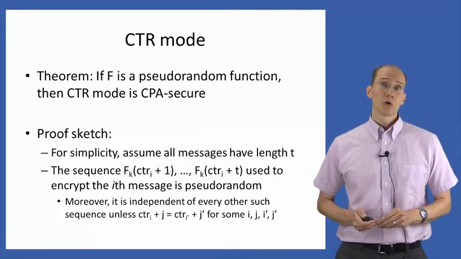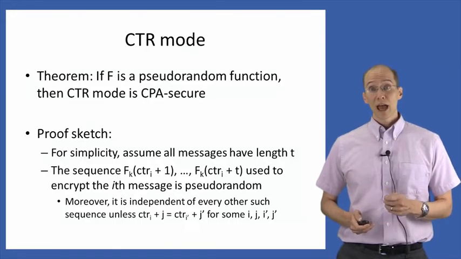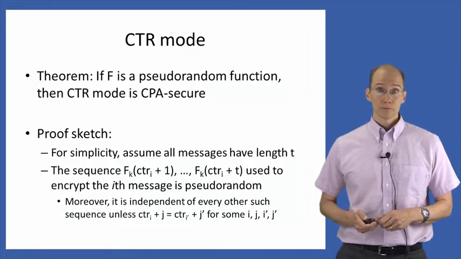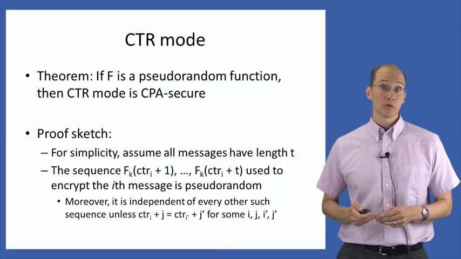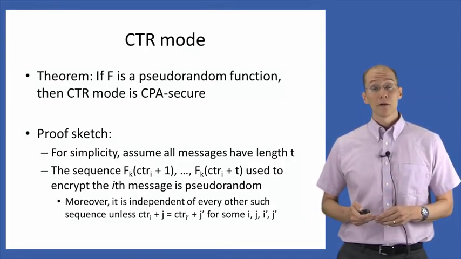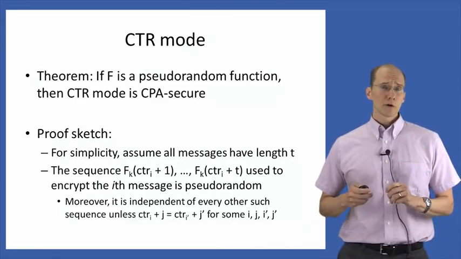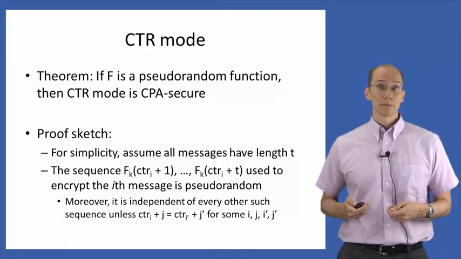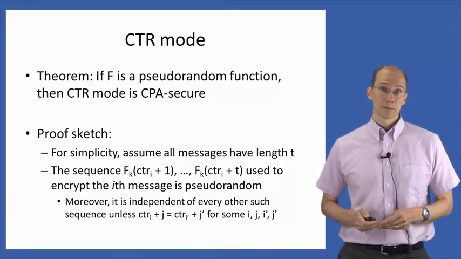What can we say about the security of counter mode? Well, in fact, it's possible to prove that if f is a pseudorandom function, then counter mode is CPA secure. We could actually give a quick proof sketch of this. I'm not going to go through the details of the proof, but the proof sketch is very similar to what we've seen before for the proof of CPA security of the scheme last time. For simplicity in the proof, let's just assume that all messages being encrypted have length t. This is not at all necessary, it just simplifies the exposition here.